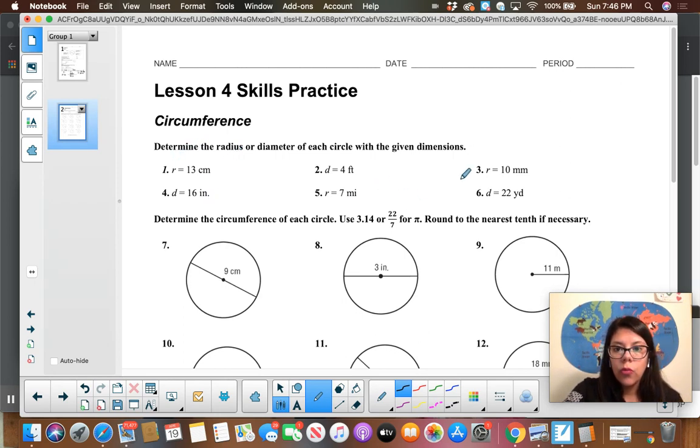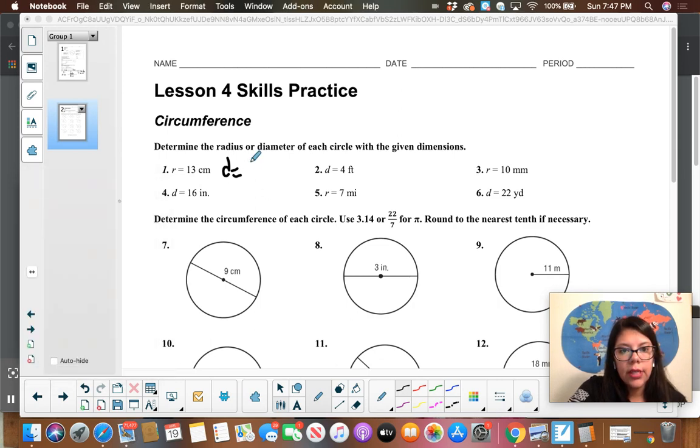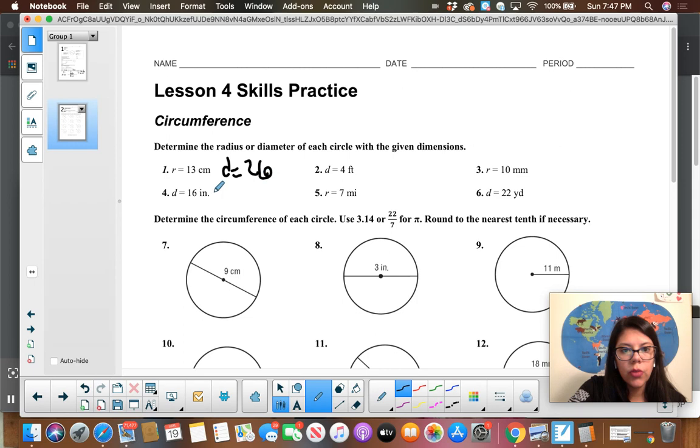The directions for 1 through 6 say to determine the radius or the diameter of each circle. That's super easy, okay? Here we have radius. So what's the diameter going to be? Times 2. 13 times 2, that's 26. So number 1 is 26.